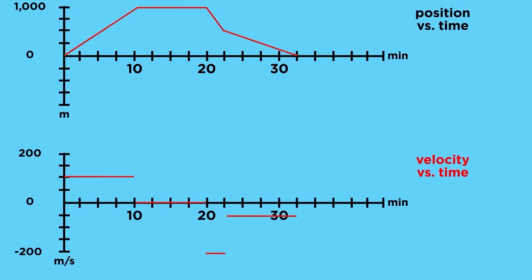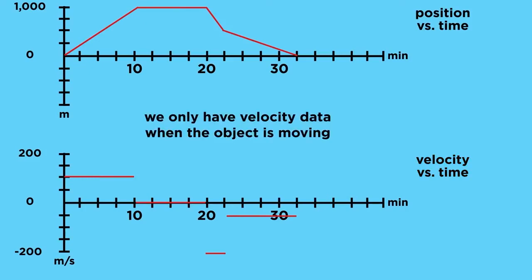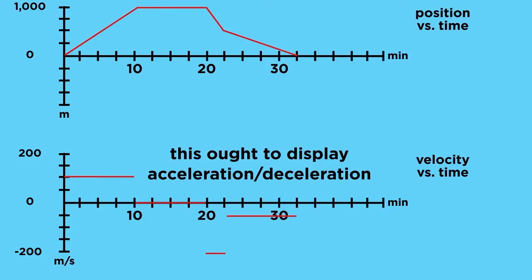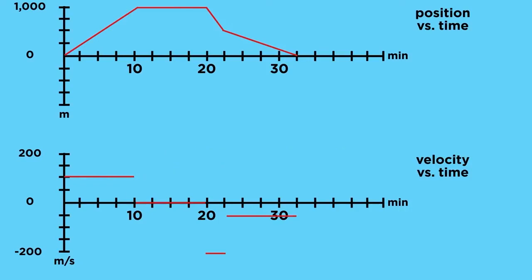Let's point out a couple things right now. First, we notice that we only have velocity data when the object is moving. When at rest, the velocity is 0, because there is no displacement over that time period. Also, this is quite oversimplified, because it is impossible to go from a standstill to some velocity in an instant. In reality, there must be an acceleration or deceleration when starting or stopping. So that means if we were trying to be as accurate as possible, we would quickly ramp up to this velocity and then ramp down to rest, even if it's over just a second or two.